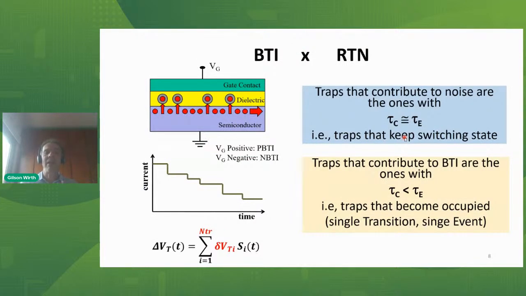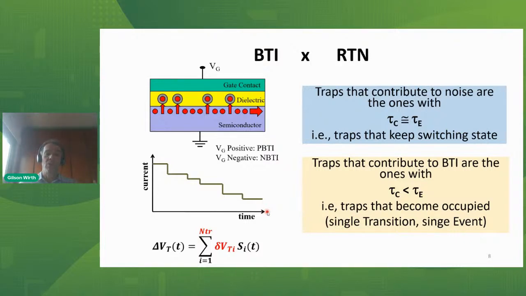Okay, but you also have a second kind of trap. There are also some traps where the capture event is much more likely than the emission event, so that the capture time is much shorter than the emission time. Basically, what you see is that the electron gets captured and you never see it being emitted. So you'll see discrete steps in the current, and the current steadily decreases over time. This is then called bias temperature instability, or simply BTI.